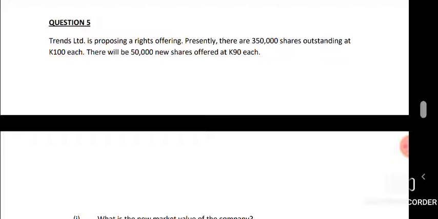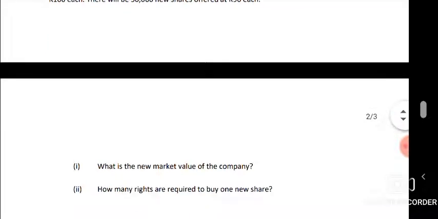New shares they've given directly, 50,000, then at 90 kwacha each. Basically, the price on the new shares is what? It's the subscription price. That's how you get to know these things. The price on new shares is your subscription. So now you move on from there and answer the question: what is the new market value of the company?